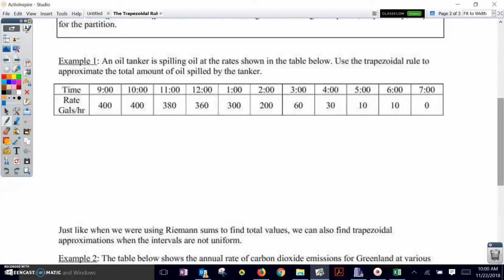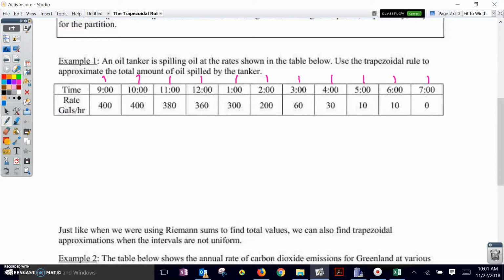But basically, we've got two different approaches we're going to take. One approach when we have uniform width trapezoids, and one approach when we have non-uniform width trapezoids. Let's look at example 1. In example 1, the width of each of these trapezoids is uniform. There's a 1-hour time period from one time measurement to the next in this example.